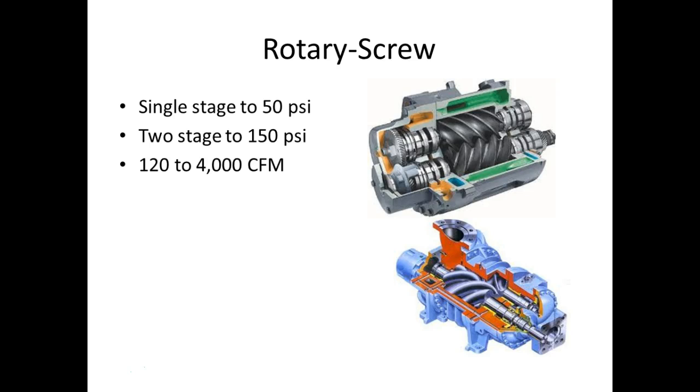These are rotary screws. Can you see how these are single stage 50 psi, 2-stage to 150 psi? These guys can do about 4,000 cubic feet per minute. So a lot of your big shop compressors work this way. You see why it's called rotary screw? Pretty neat. So you have these 2 screws. One of them's going to be the driver, the other one's going to be driven, right? And they just mesh them together.